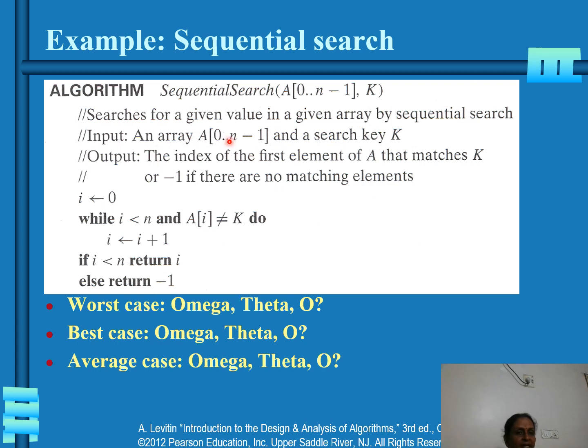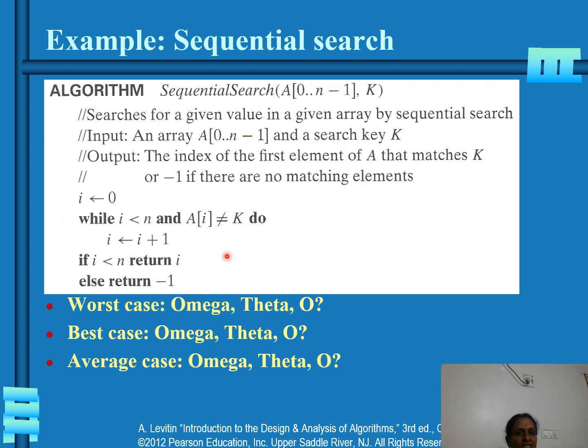The input is an array A of 0 to n minus 1 and a search key k. The output is, if the search key is present, the index of the first element of A that matches k; otherwise it returns minus 1, which means the search key is not present in the list.